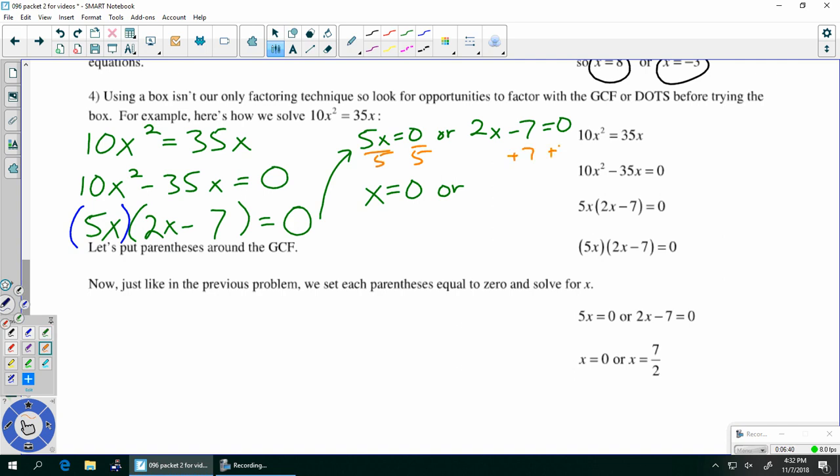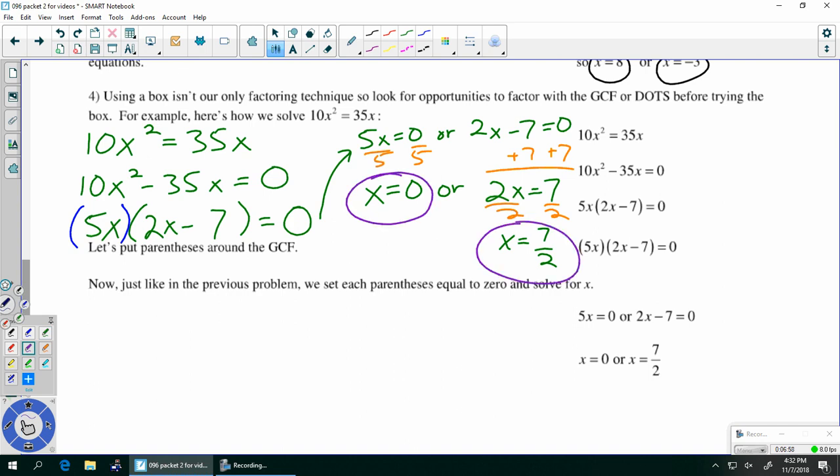Add 7 to both sides. I get 2x equals 7. And then finally divide both sides by 2. And we get x equals 7 over 2. Those are our 2 answers. X is 0 or x equals 7 over 2.